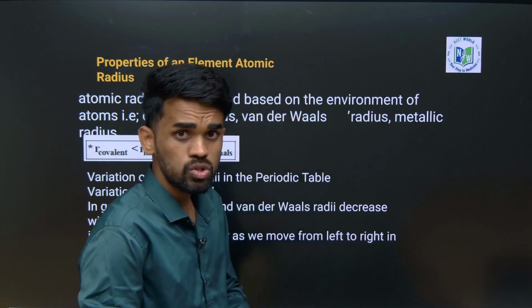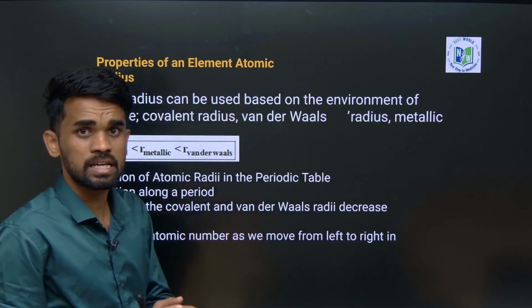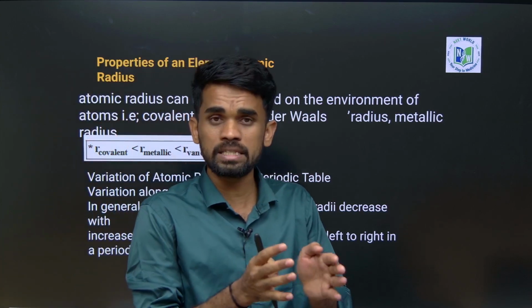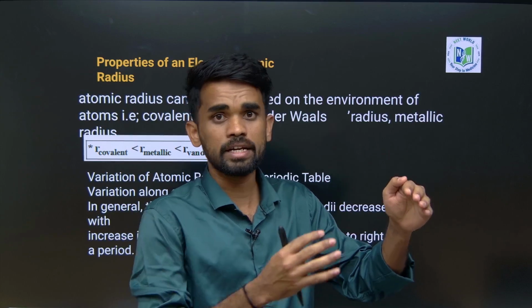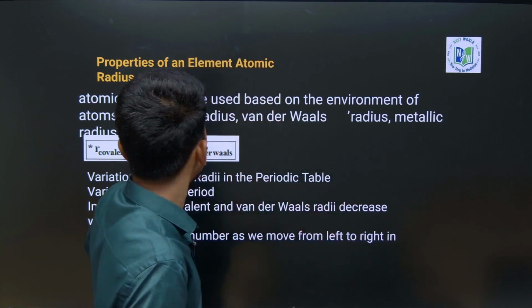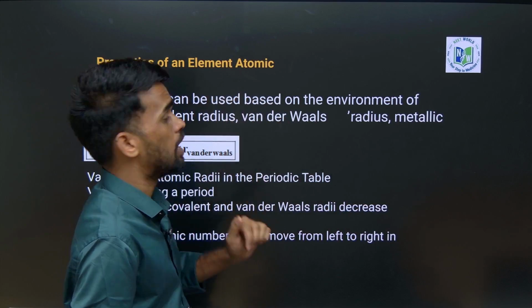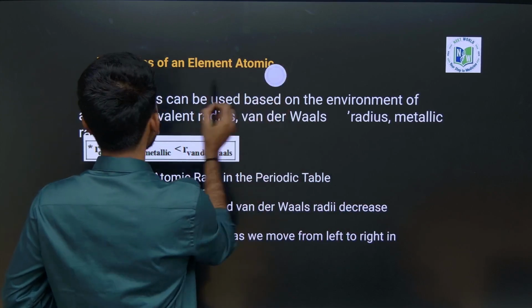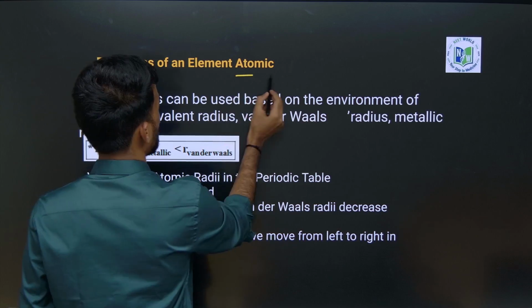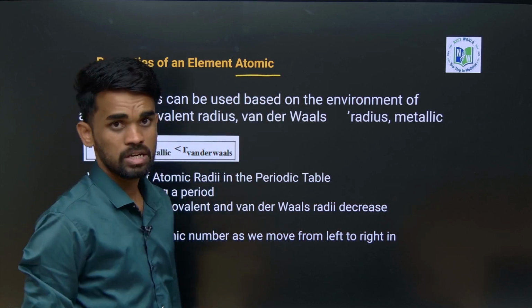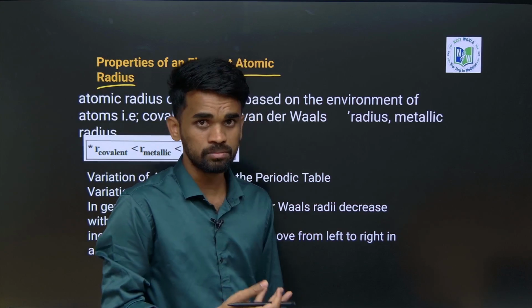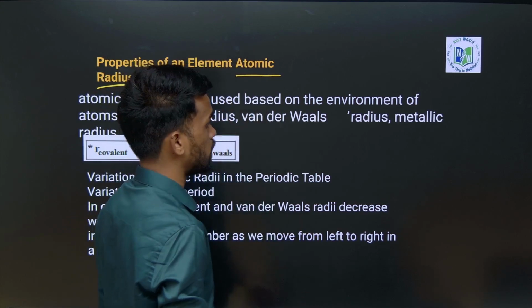In the last class we discussed the early developments of the periodic table, right? Now we will be discussing the properties of elements. The first one is atomic radius. So what is our first property here? Atomic radius. We know the size of an atom can be given with respect to its radius.